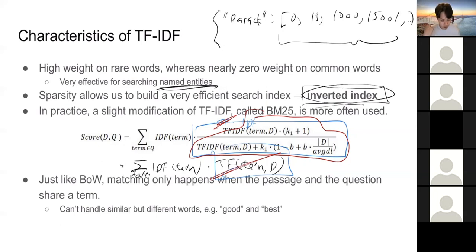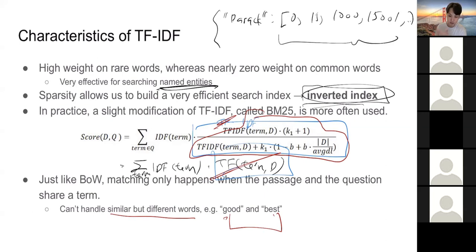And just like bag of words, matching only happens when the passage and the question share a term. And that's why we can actually create an inverted index, because we don't have to care about the words that don't match. But now, of course, the biggest drawback is that you can't handle similar but different words like good and best. They will be located in different dimensions of the bag of words. That's why they cannot be compared at all, and the model will not be able to know they are similar.